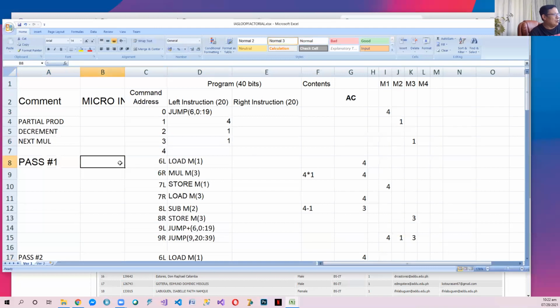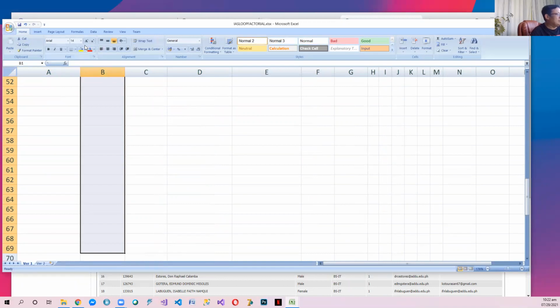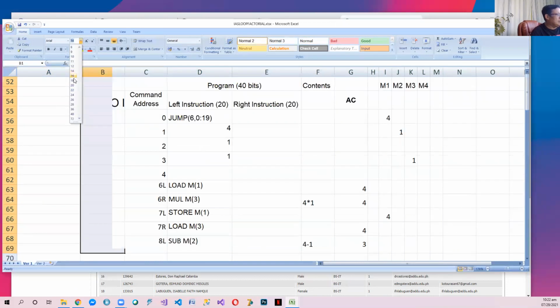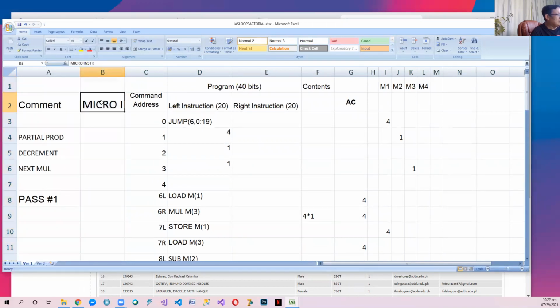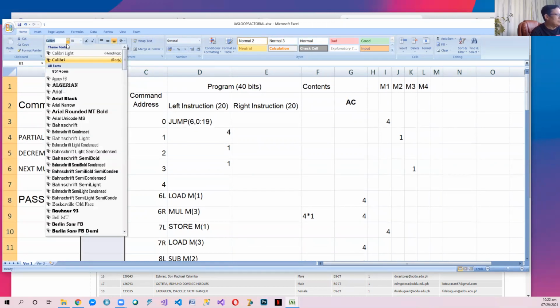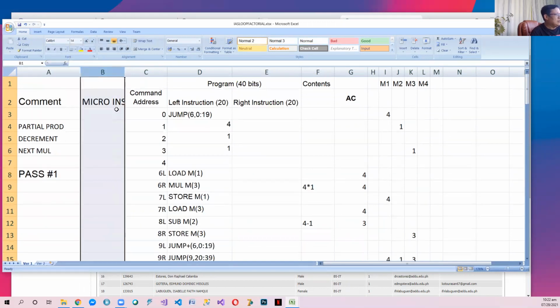Okay. So load M1. This is actually, let's change this. It's too big. It's Calibri 18. So Arial 10 na lang tayo. Calibri lang. And then we'll make this 18. Okay, do you follow?